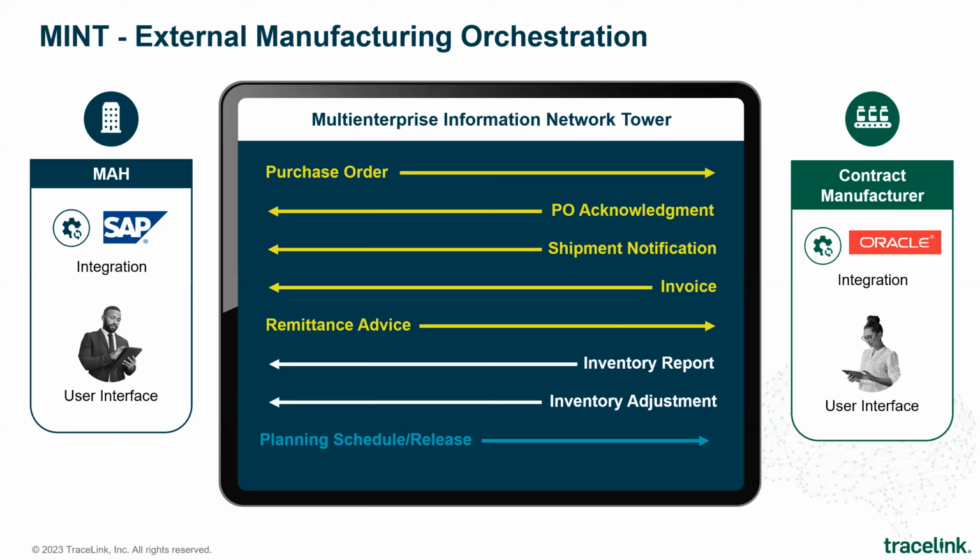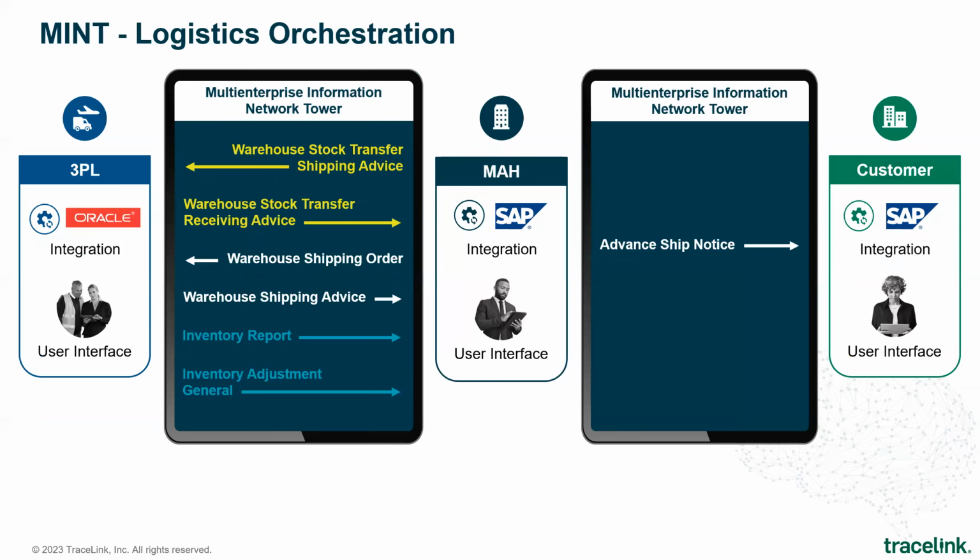You can actually do it for all of them. And then correspondingly, if we were to look at a similar type of thing for an MAH and a 3PL, there's an orchestrated set of transactions that happen between a 3PL and an MAH. And then looking from an MAH downstream to a customer, a great example is the MAH to customer advanced ship notice.